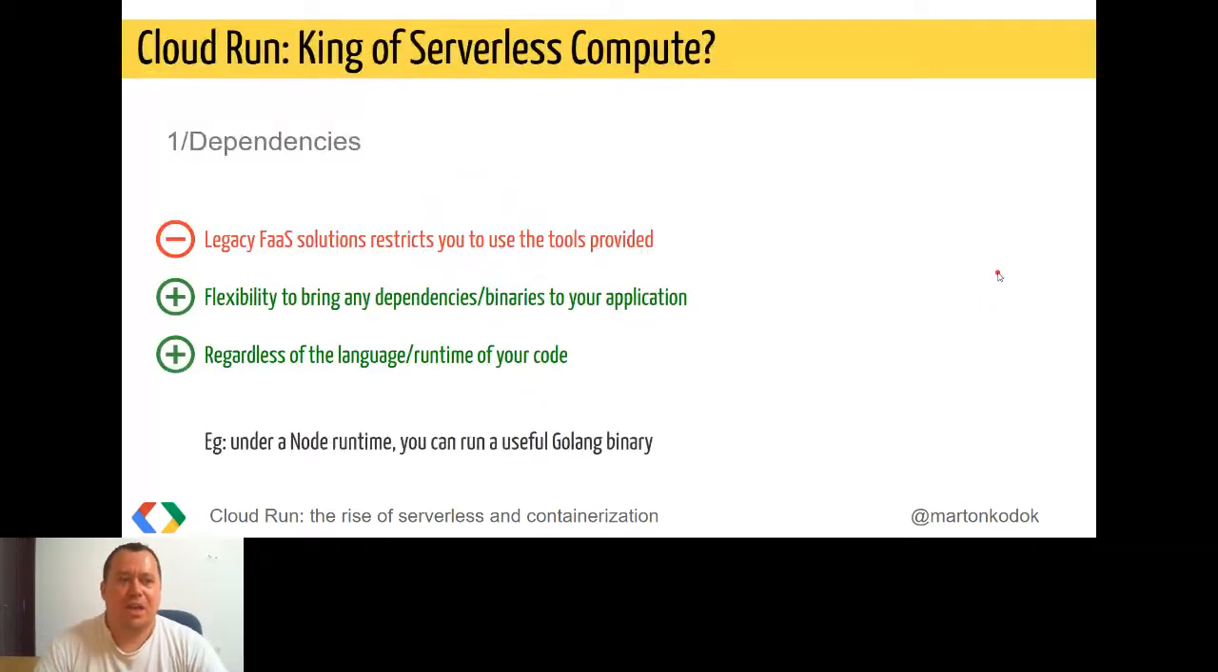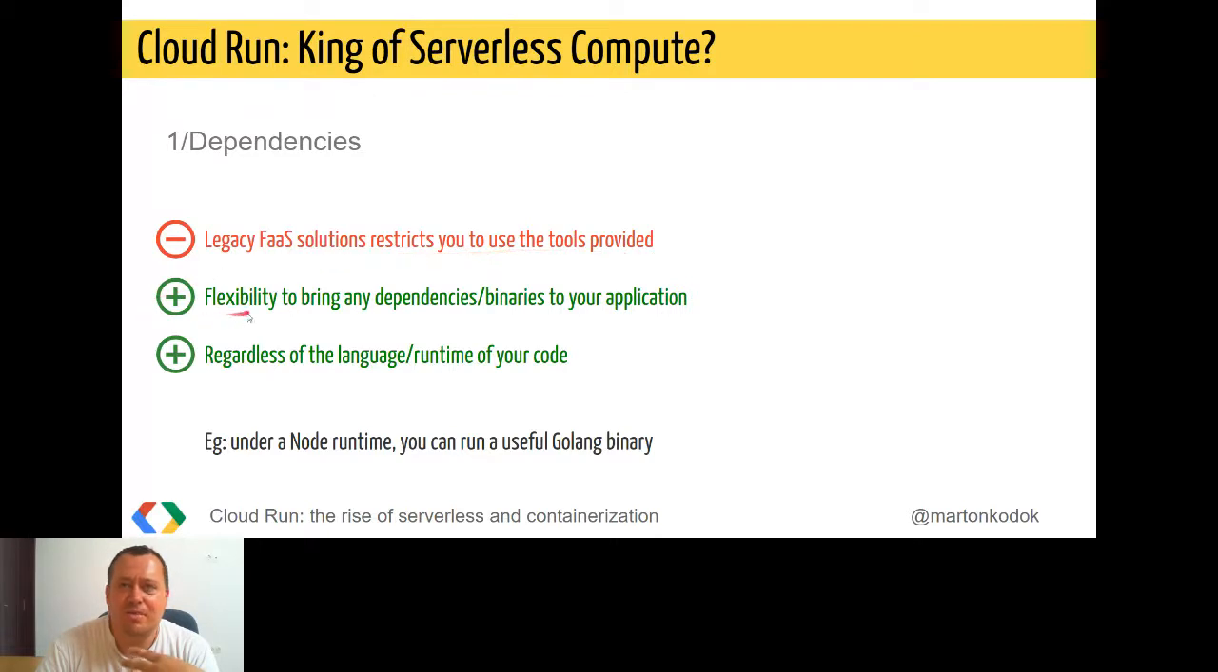Let's dive into it. When we talk about dependencies for a serverless service, we know that legacy function as a service solutions restrict you to use the tools provided. So essentially, the cloud vendor has a tool, or it has a certain syntax to use. It has a certain, let's say, version of the programming language or the stack that you want to use, and it doesn't provide you anything else, only that thing.